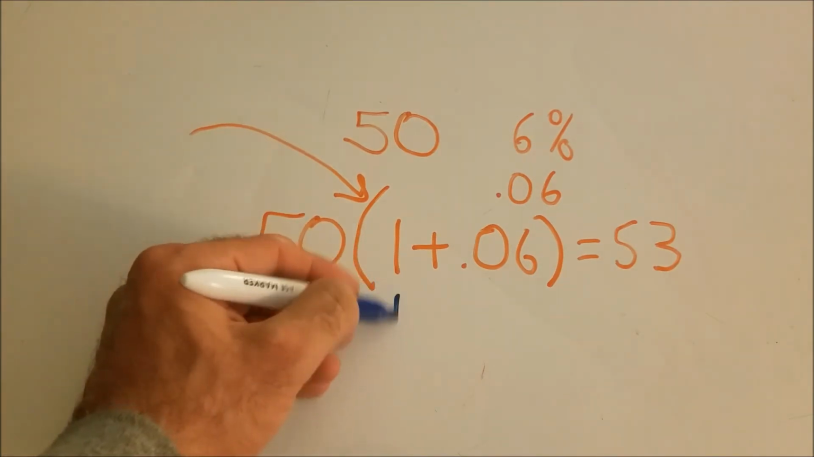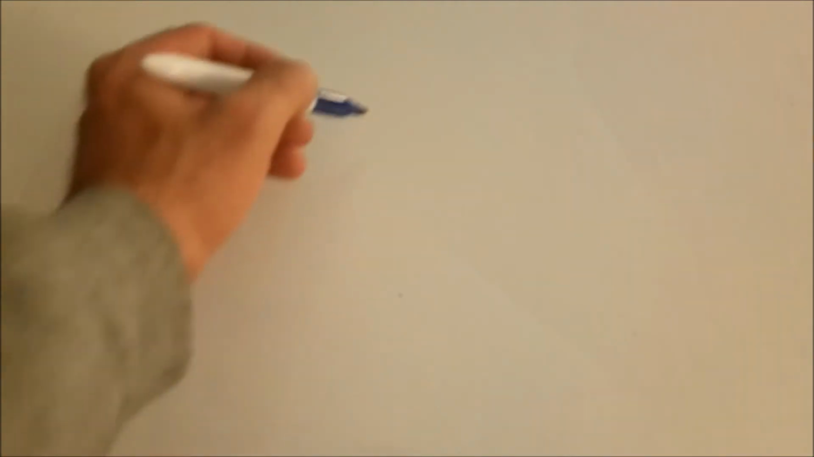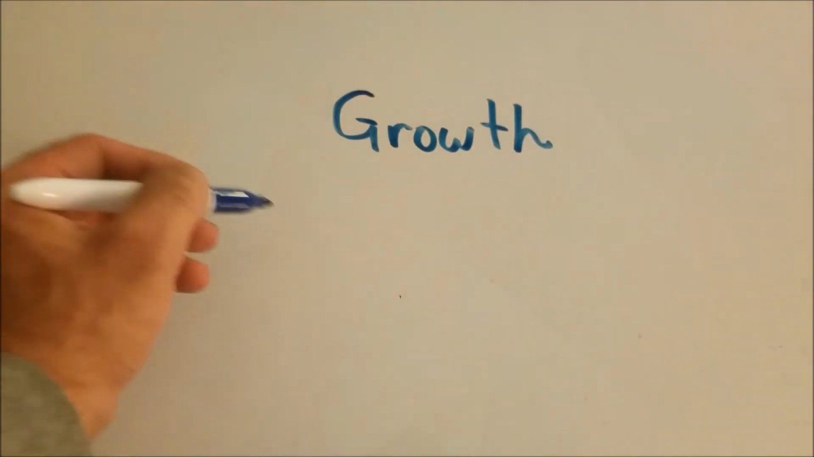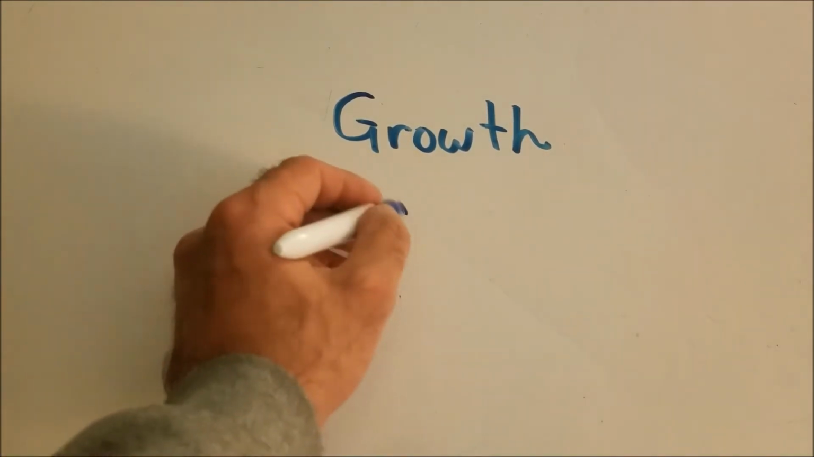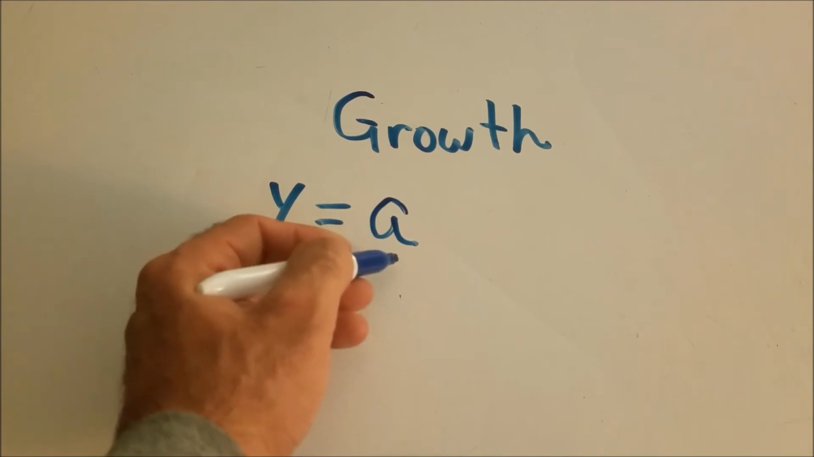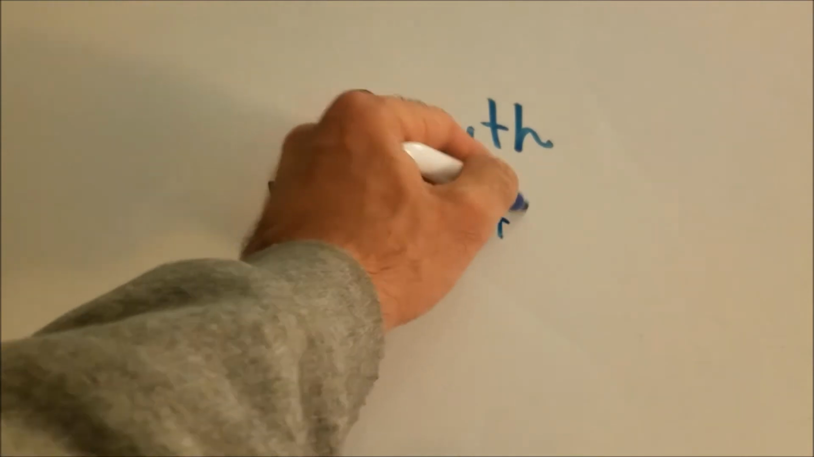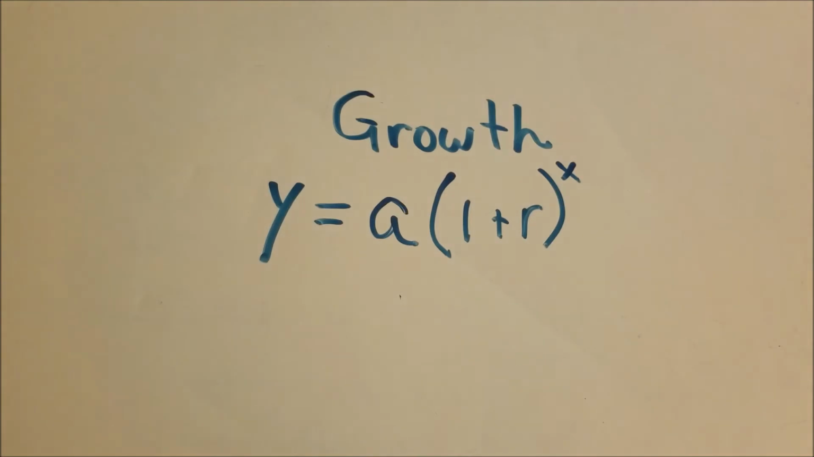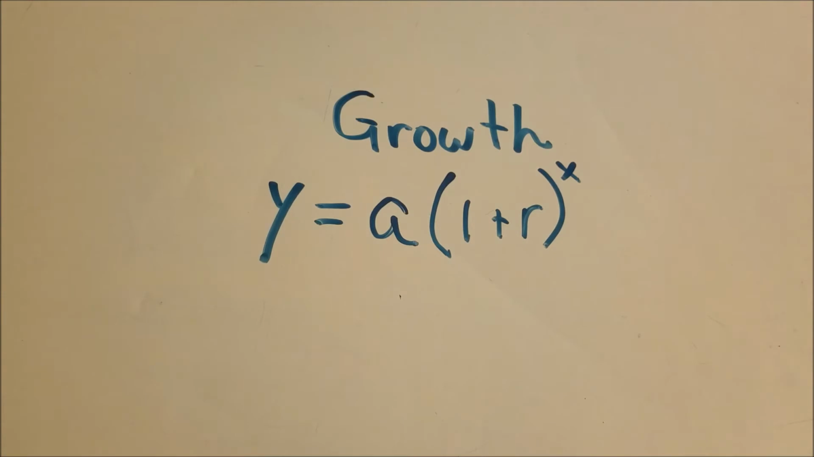And this is how it would look in the formula: 1 plus R. R is the rate. So again, we're just doing growth right now. So this is the equation for growth. You're going to say Y equals A, where A is going to be the amount, or our original amount. From the previous example, it was 50. Then 1 plus R, and then we have this exponent up here. So one thing you should know about exponential growth equations is they'll have an exponent up there. So that's the equation. Let's do a model problem.